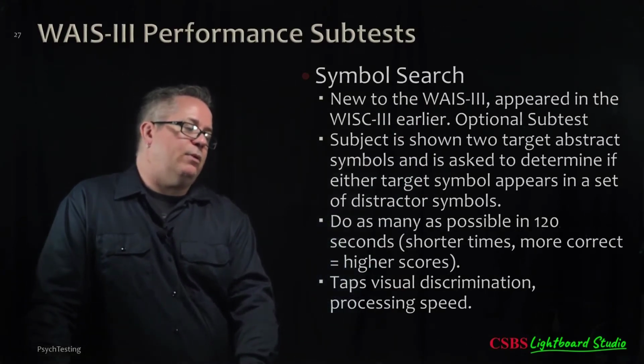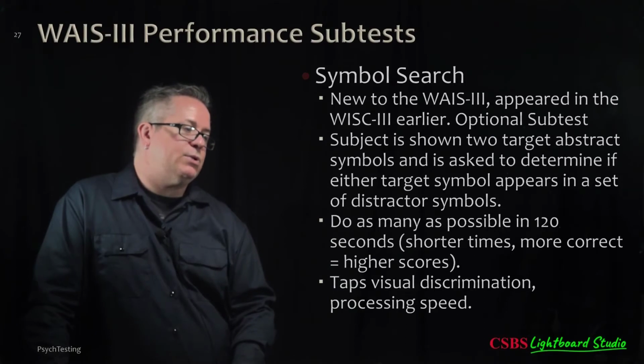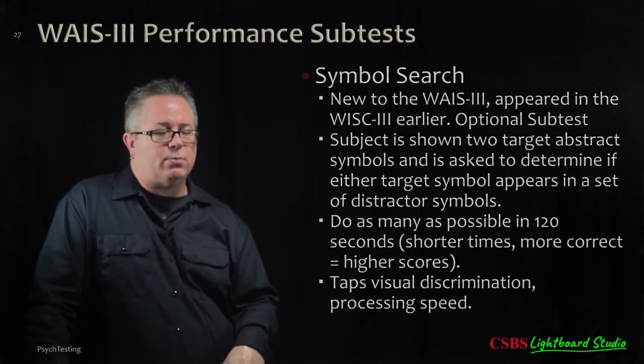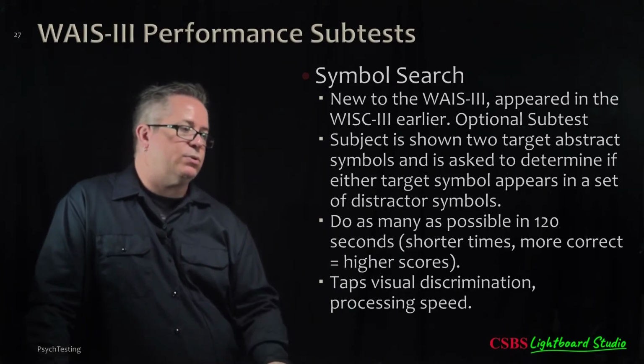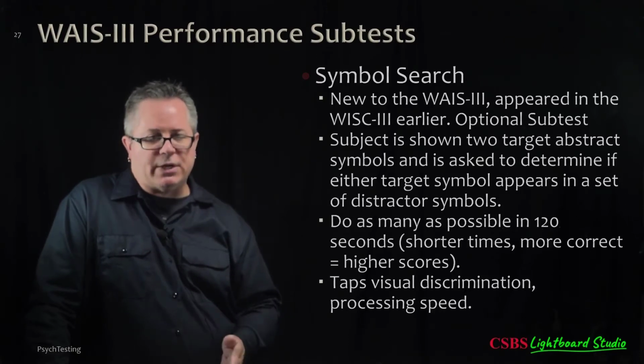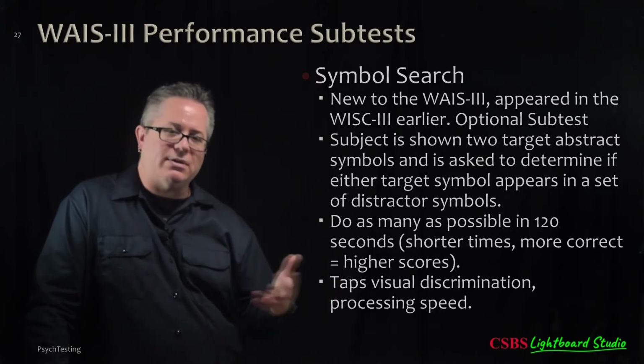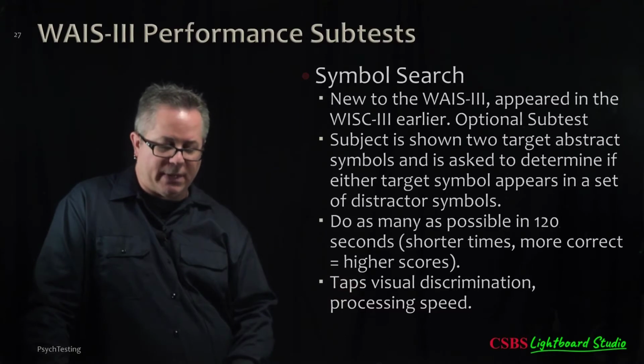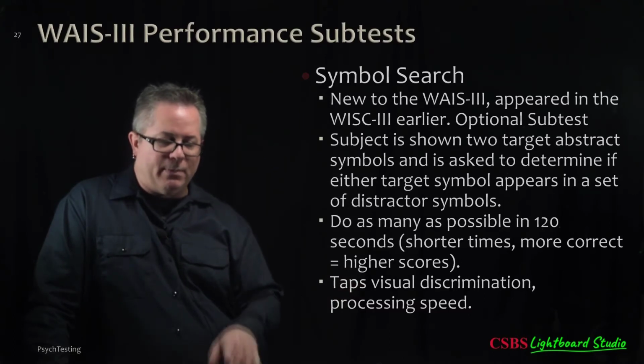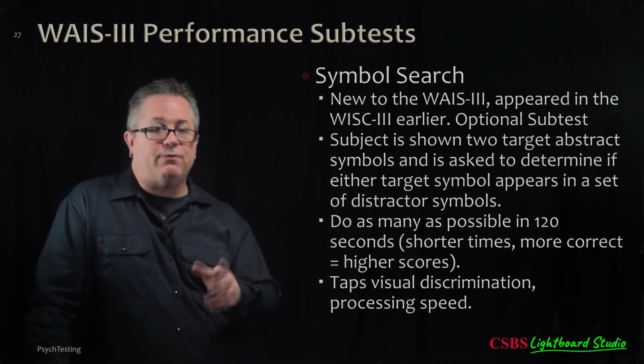And you try to do as many as possible in 120 seconds. Shorter times, more correct equals higher scores. It taps visual discrimination, processing speed. And again, these are things that you might see pop up on a social media page, where it'd be a bunch of symbols and it's like, how fast can you find this symbol?